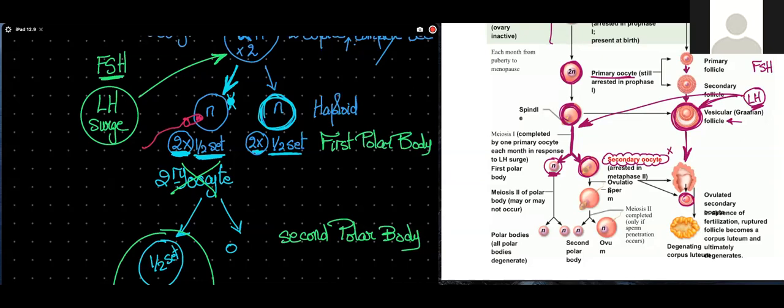What happens next? After ovulation, you're going to have the corpus luteum formed, and as we've seen, it's going to be releasing progesterone. What happens to the egg if there was a penetration by a sperm? This egg is going to be completing the second phase of the meiosis, allowing it to become an ovum, and this will result in the formation of a second polar body.